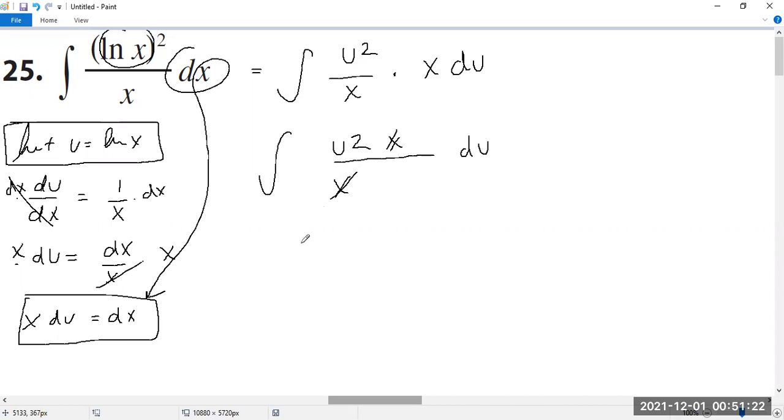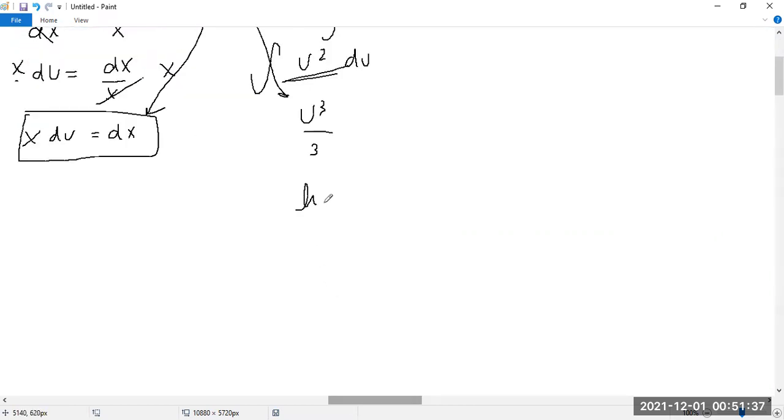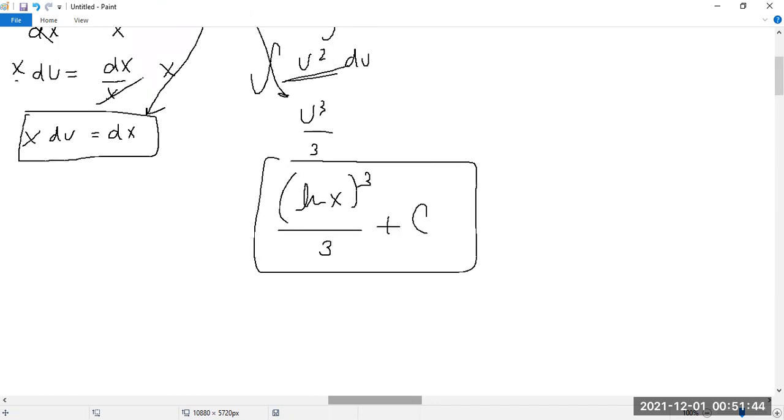These cancel out. So you're left with just u squared du, which is u cubed over 3, the integral of this, right? Add 1 to the top, divide by whatever that exponent is. And then just put back the u that you had, which was ln of x, which in this case would be ln x cubed over 3. And then, of course, the constant of integration.